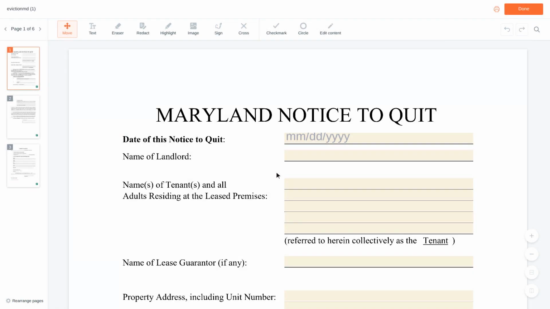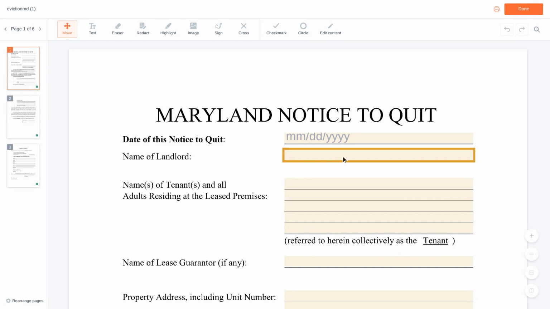Let's fill out the Maryland Eviction Notice together, the written notice a landlord serves before an eviction case can begin, and check what the state asks of it as we go. Start at the top with the date of this notice.